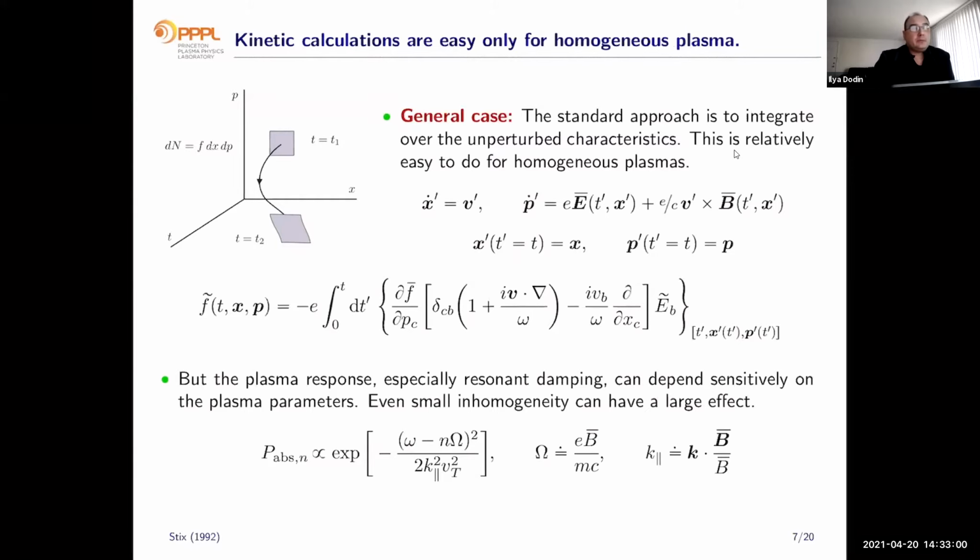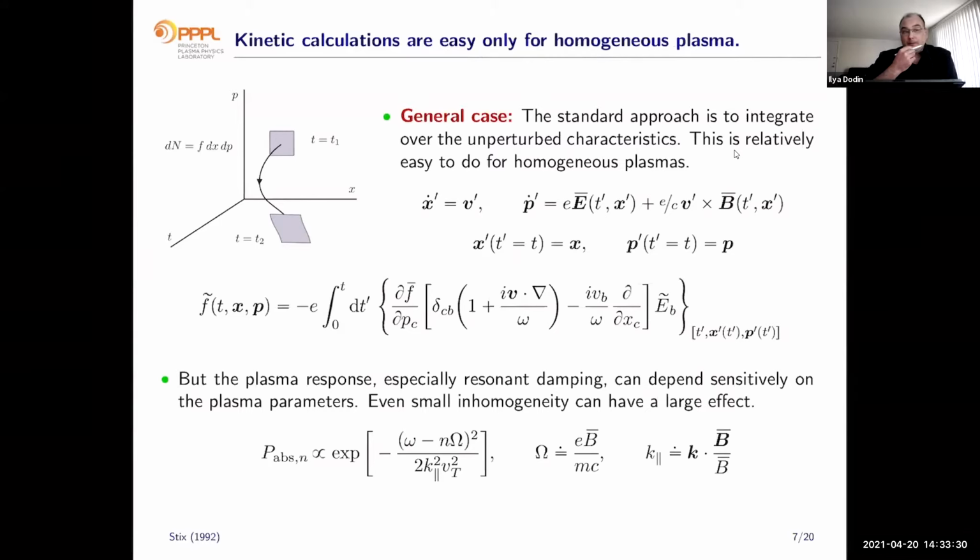If you have a uniform magnetic field, to calculate this integral is not a big deal. It's really in every textbook. But then the unfortunate thing is that if you deal with collisionless plasma, the response of collisionless plasma is very much peaked near cyclotron resonances. Plasma responds resonantly.